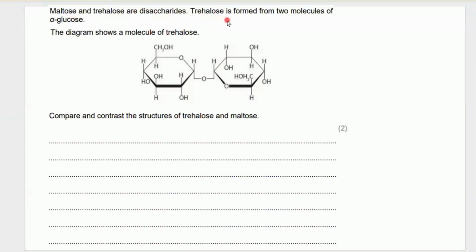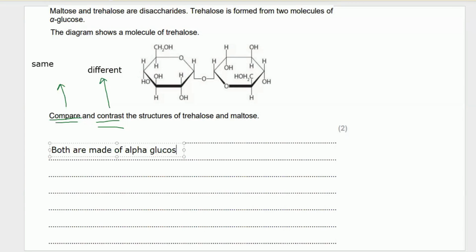Right, let's move on. Maltose and trehalose, yet again, we meet again. Trehalose is formed from two molecules of alpha glucose. Here's the diagram. Compare and contrast the structures of trehalose and maltose. What do we mean by compare and contrast, first of all? In SNAB A-level biology, when you see the word compare, it means what's the same between these two things. And contrast means what is different. So what we want to do here is say two things that are the same and one thing that's different, whatever. Best to say three things, 2 marks, but lots of things on the mark scheme.